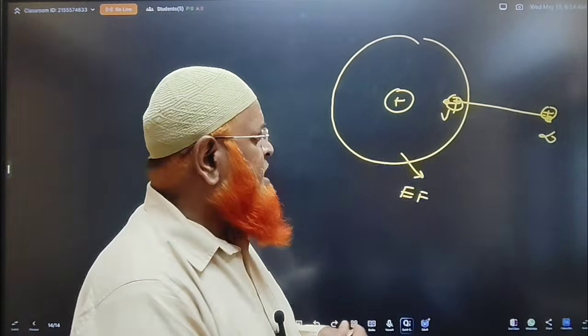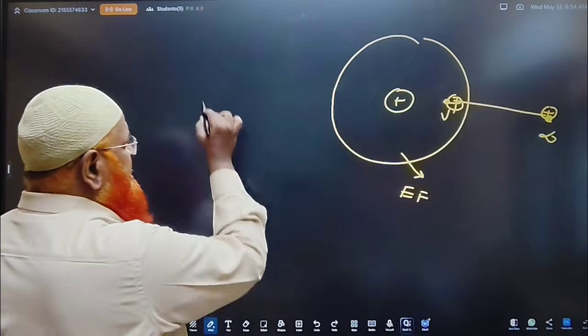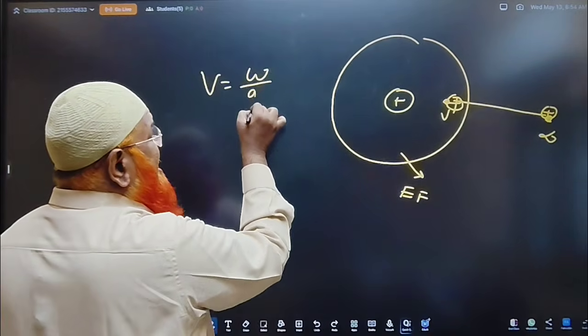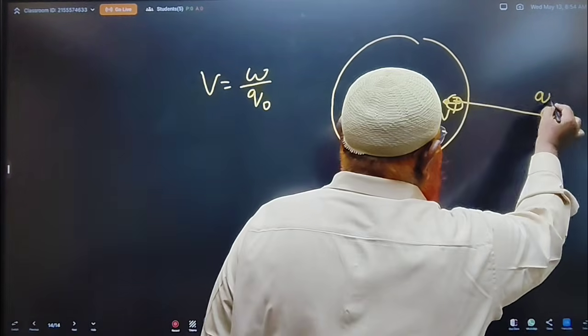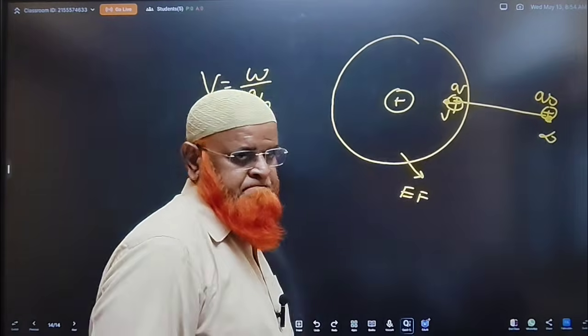So that is called as potential. So what is the potential actually? Electric potential is nothing but work done on unit charge to bring this unit charge from infinity to that point.